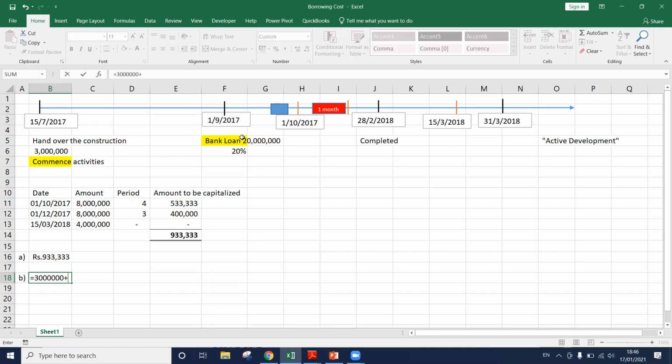But when we are utilizing that loan amount for the construction work, then it forms a part of the asset. Right? So on 1st of October 2017, we utilize 8 million. That becomes part of our asset. Right? On 1st of December 2017, we utilize another 8 million. That forms a part of the asset. And on 15th March 2018, we incur another 4 million. Altogether 20 million there. Right? So this is what we have incurred. If there were no borrowing cost standard, LKAS 23, right, this would be the cost of our building.